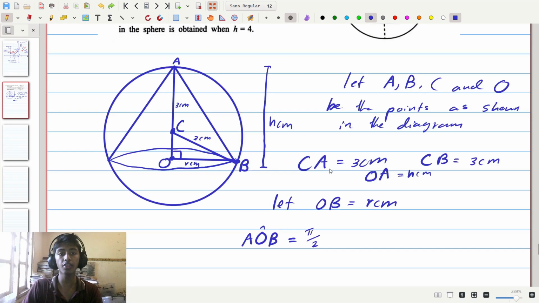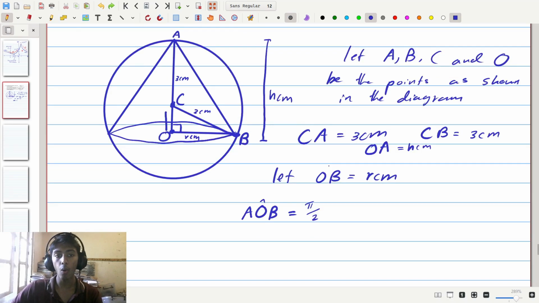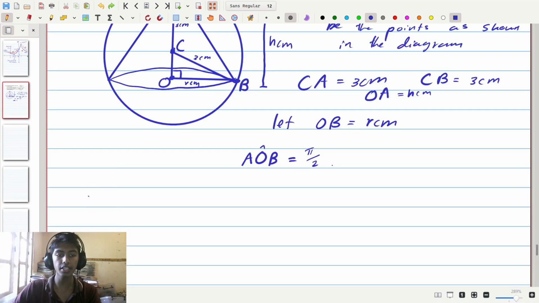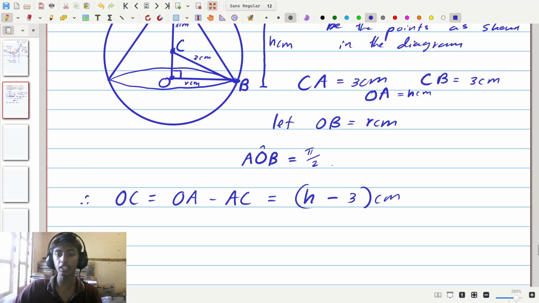So now given this, if you take a look at what we have, we can see that the total height OA is equal to h centimeters, but the partial height CA is equal to 3 centimeters. Therefore, the additional height here, OC, is going to be equal to h centimeters minus 3 centimeters. So we can see that OC is equal to OA minus AC, which is equal to h minus 3 centimeters.